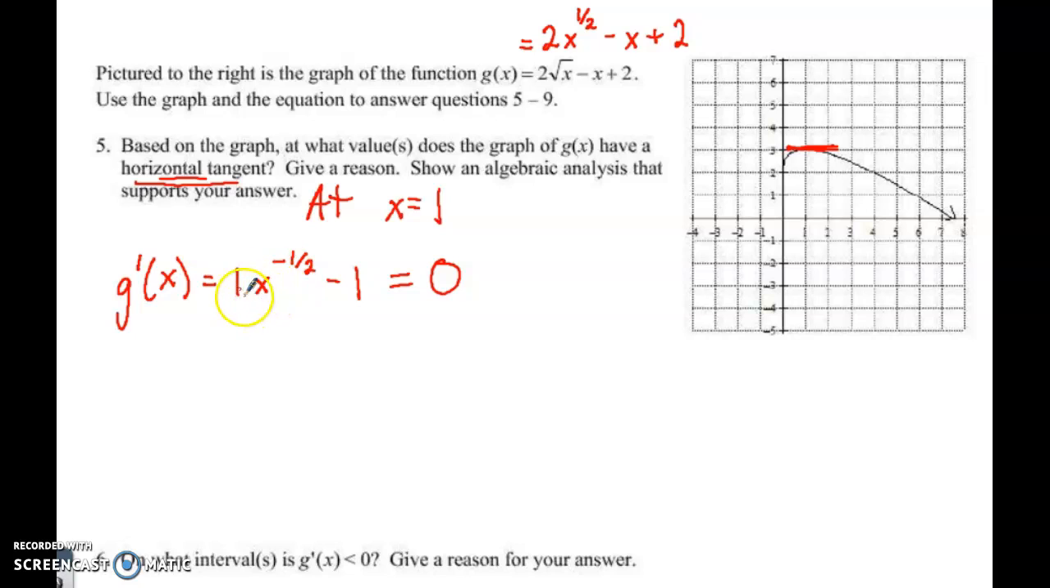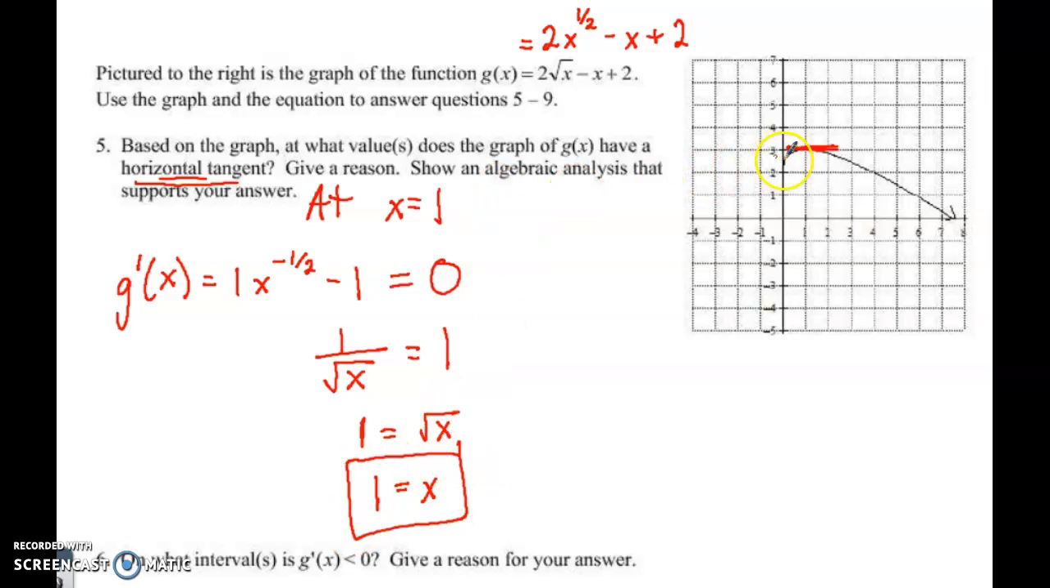Now, as a reminder, x to the negative 1/2 power is the same as 1 over the square root of x. So I can add 1 over. So I could just multiply the square root of x to the right side. 1 times anything is that thing. So x must equal 1 because you square both sides. That's how I would do the algebra to support that answer.